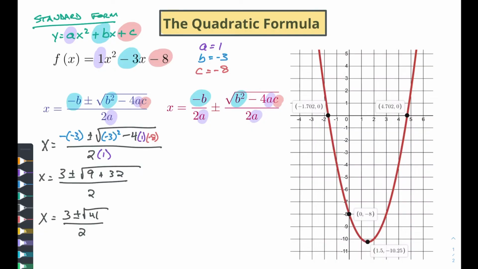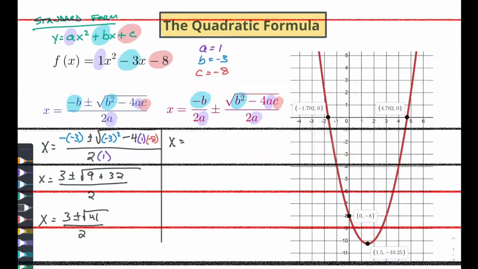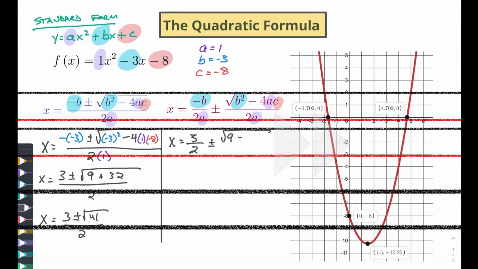Cool. So I found the two x-intercepts. Great. That's exactly what I wanted to do, right? I wanted to find the solutions of this thing. I wanted to find where it crossed the x-axis. I did that. Why are you trying to show me this other formula, Caster? Well, let's take a look at it. I know, but why do I do this?